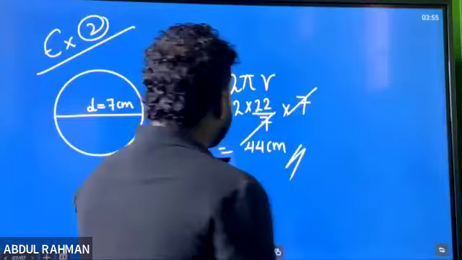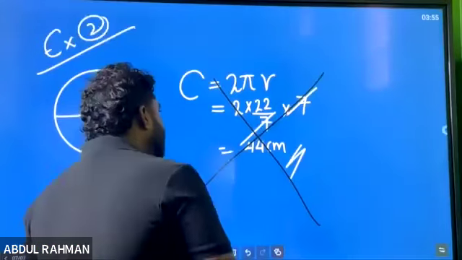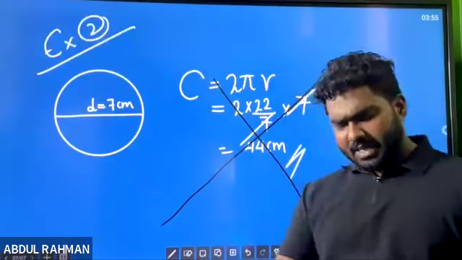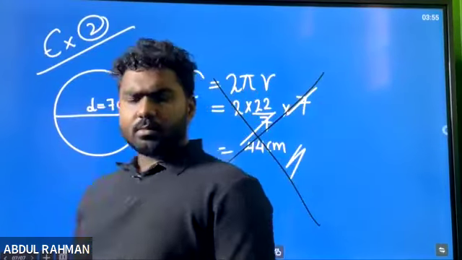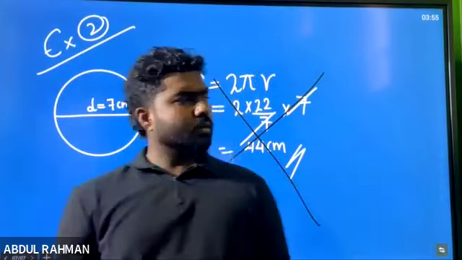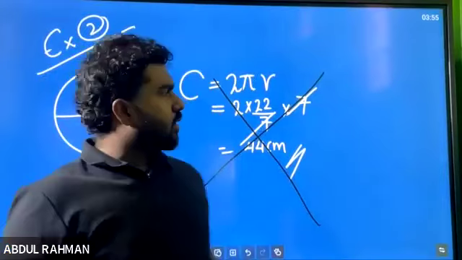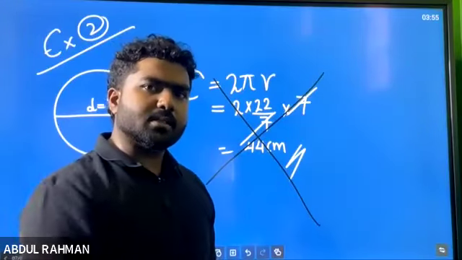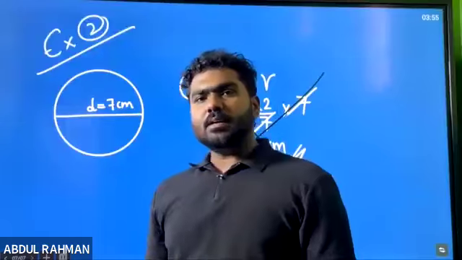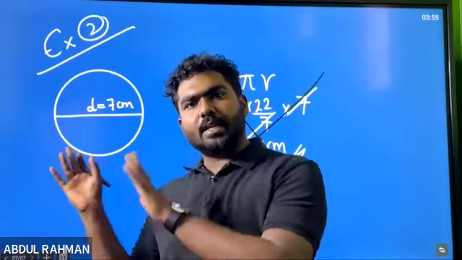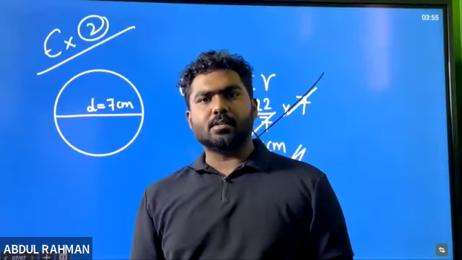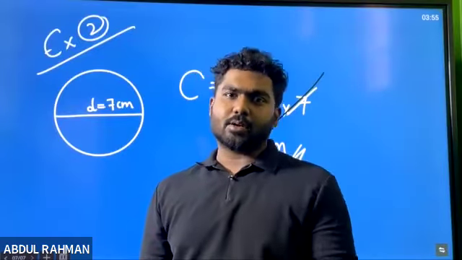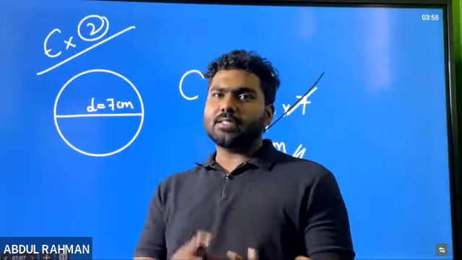Yes. This is completely wrong. Why is that? Think a little bit. 2 pi r. What do I mean by r? Radius. What is this 7 here? This is the diameter. How can you take the diameter and substitute it in the place of radius? That's completely wrong, right? It's like going to a girl and saying you are a boy. Is that okay? No, right? You can't change like that.